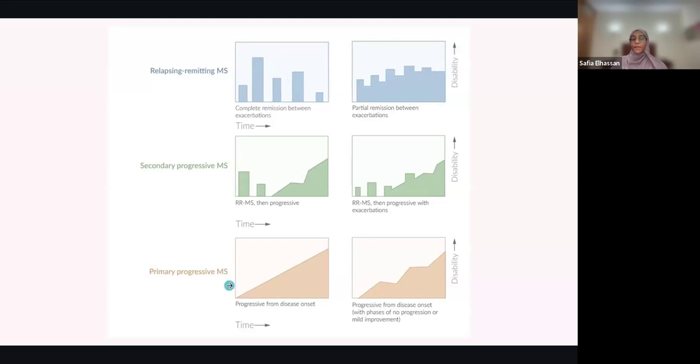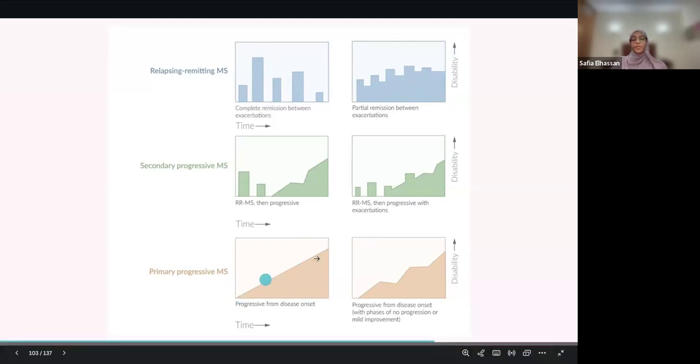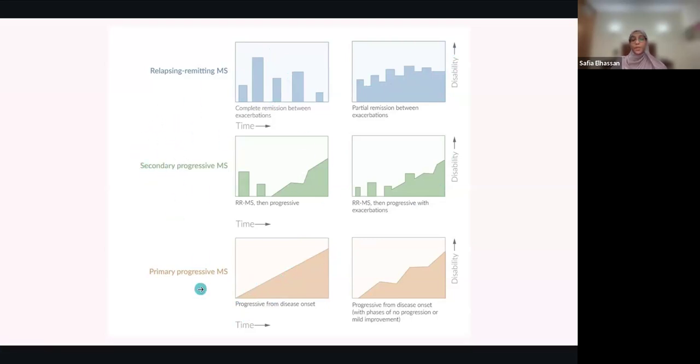With primary progressive, it's just progressive from the start. So you don't really recover in between episodes, or there aren't really episodes for you to recover in between. And secondary progressive is between the two. So you would have relapsing remitting and then progressive.